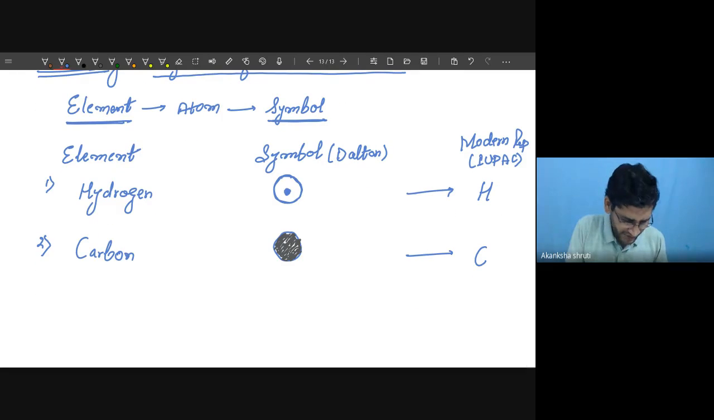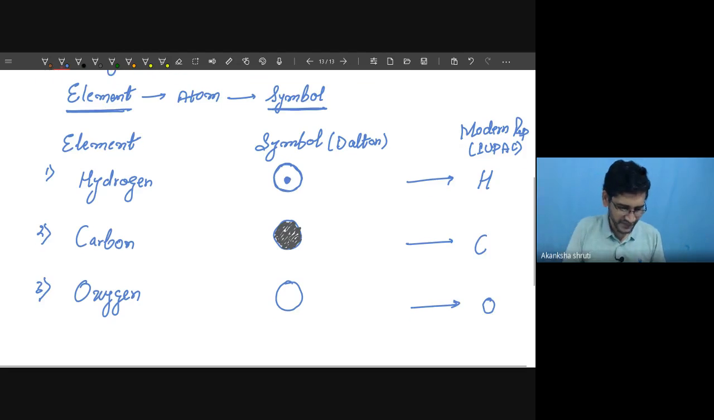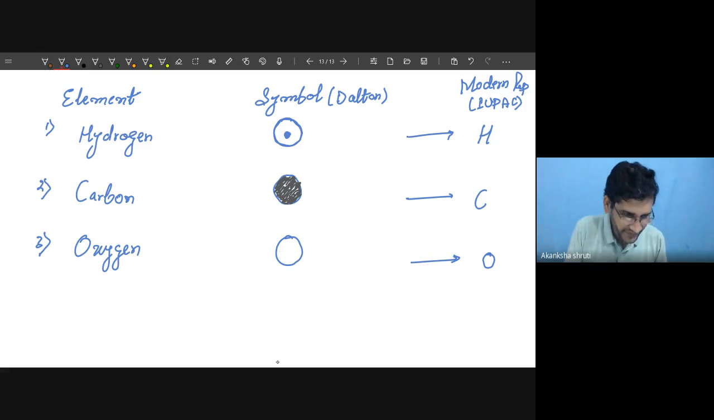Let me take one more. Say oxygen. The third one is oxygen. Oxygen was also denoted by a circle but without shading. Nowadays, oxygen is denoted by O. Let me take one more. Say iron.